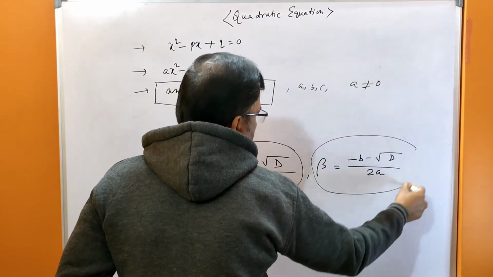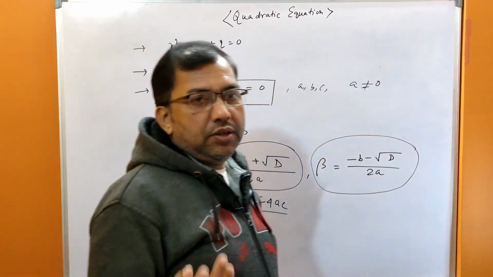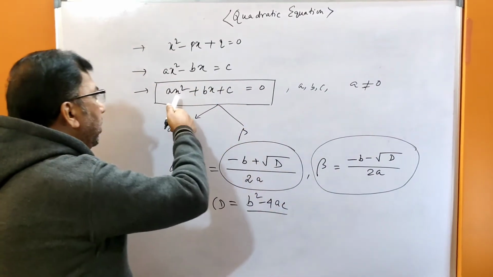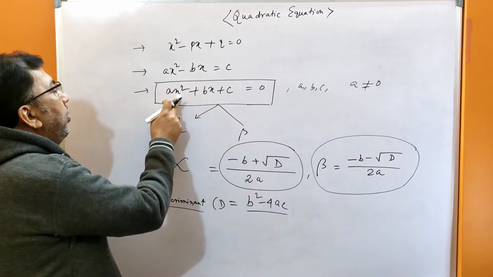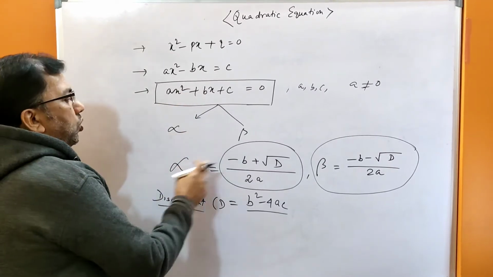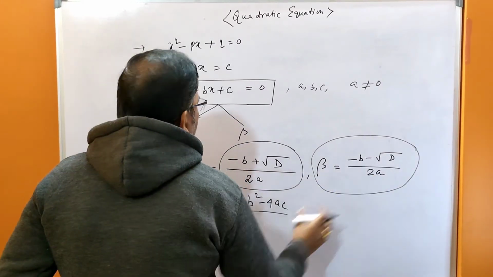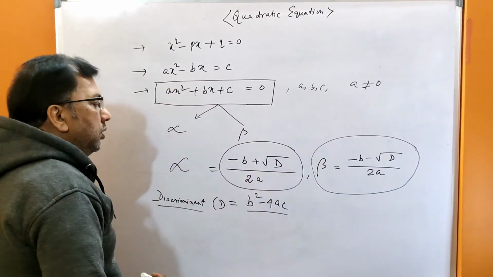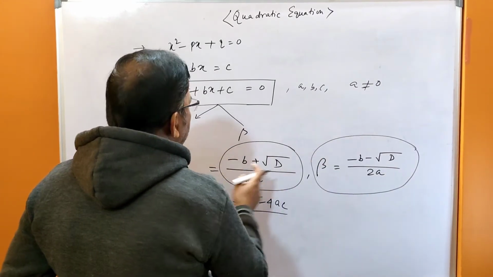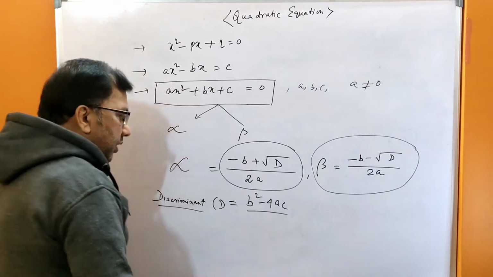Two values of x. Always there will be two values. That is the quadratic, with power 2. That's why it has two values, two roots or two values of x. One value is this, and the other value is this. And b square minus 4ac by 2a. It will be minus b, plus d in one case, minus d in the other. This is the difference, nothing else.